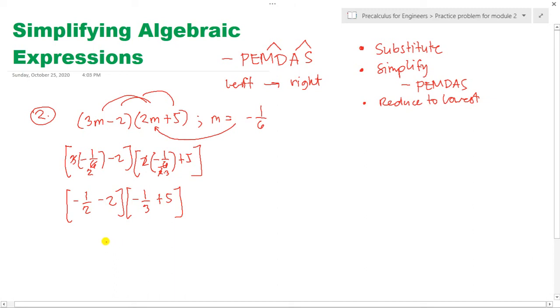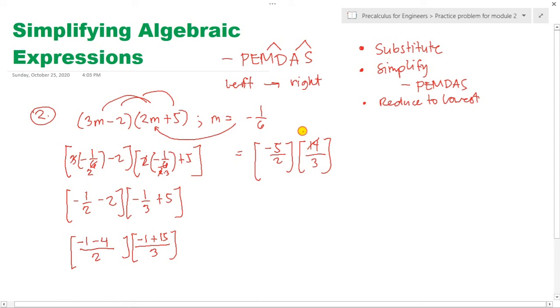So in adding fractions and a whole number, solve for LCD. LCD is 2 here. So 2 divided by 2 is 1, 1 times negative 1 is negative 1. 2 divided by 1 is 2, times 2 is negative 4. Then for the second one, the LCD is 3. Then we have negative 1. 3 divided by 1 is 3 times 5 is 15. Then simplify further, we have in the numerator negative 5 over 2 times positive 14 na lang, all over 3.